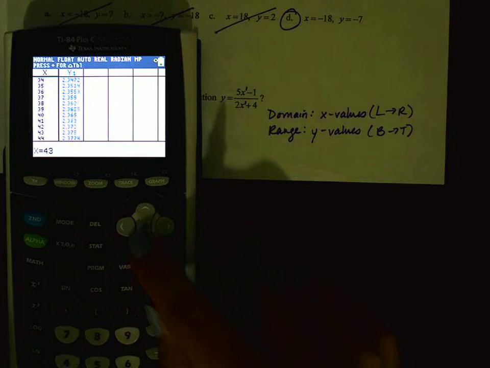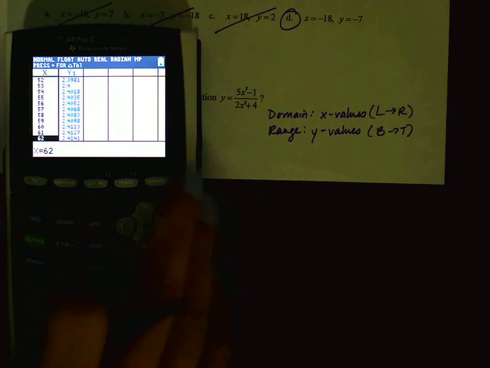Okay, notice it's increasing, increasing, increasing. Let's see if it goes beyond 2.4. There's 2.4, and it is. Okay, so eventually it's going to get to that 2.5. If you go to the really low negative numbers, you'll see the same pattern.